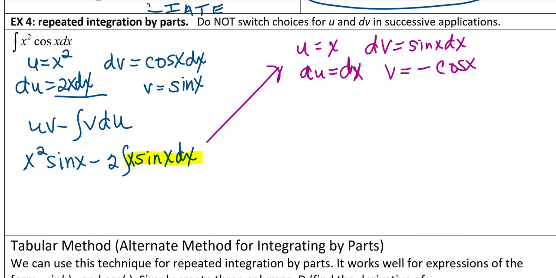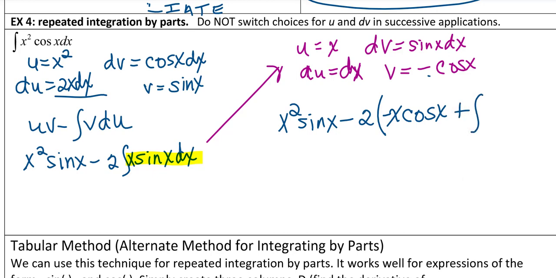Okay, so now here's what my function looks like. I have my x squared sine x, and then minus 2 times, and now I'm going to have uv minus the integral of v du. So my u is now x, my v is now negative cosine x, and then I'll have minus the negative cosine, so that'll become plus the integral of cosine x dx.